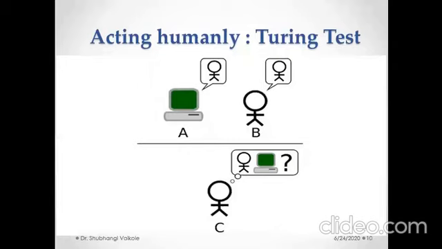So, acting humanly: the Turing test. How is this Turing test done? It is a test based on indistinguishability from undeniably intelligent entities, that is, human beings. The computer passes the test if a human interrogator, after posing some written questions, cannot tell whether the written responses come from a person or not.